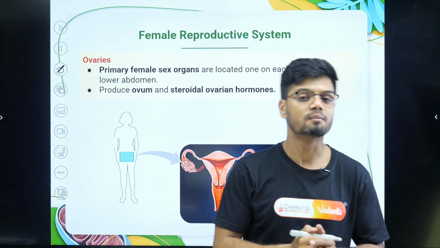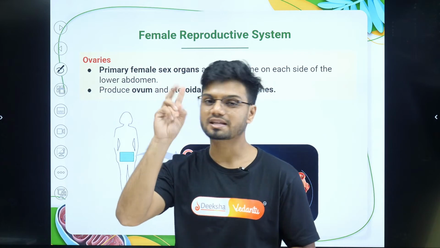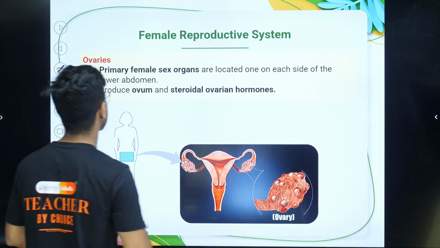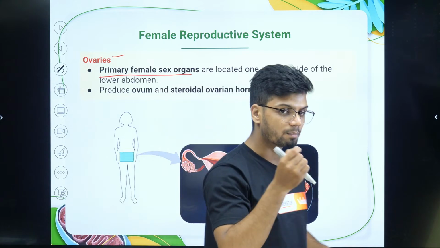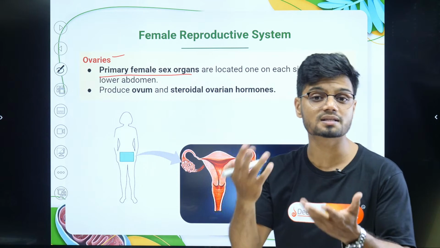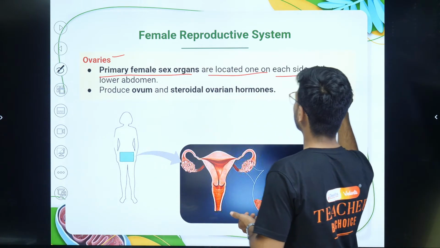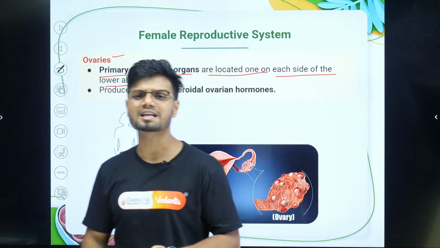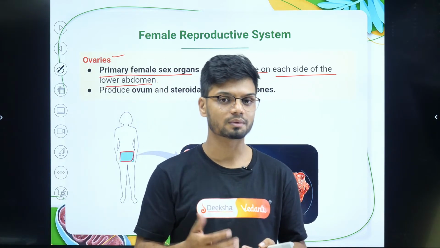What is the function of ovaries? Main function of ovaries, 2 functions. First function is production of gametes, that is your egg. Second function is production of the hormone, right? Which is the testosterone and estrogen. Ovaries, the primary female sex organ. The primary sex organs in the females are ovaries. In the case of males, it is testes. Primary sex organs in females are located on each side of the lower abdomen. Lower abdomen has the pelvic bone. Between the two pelvic bones, the female reproductive system is situated.